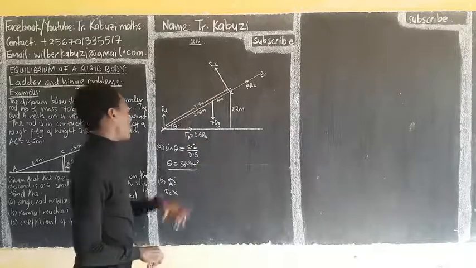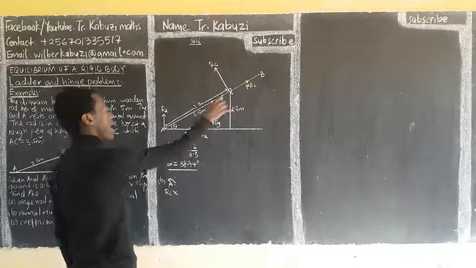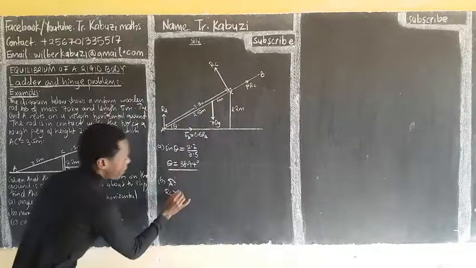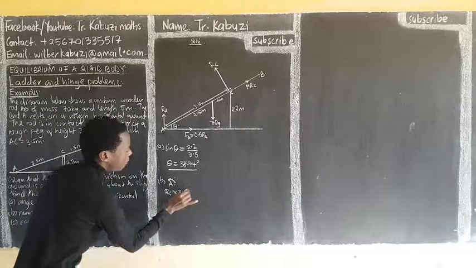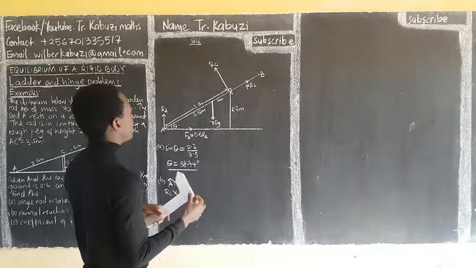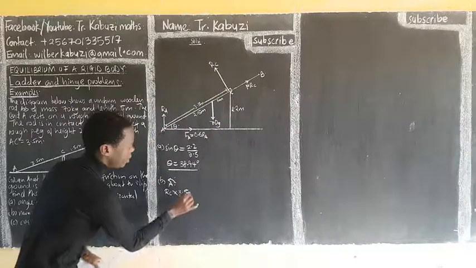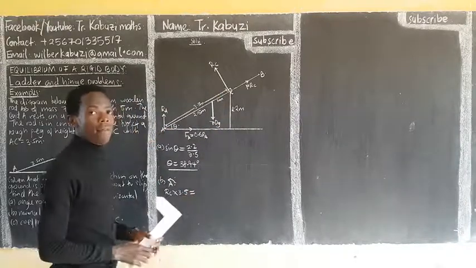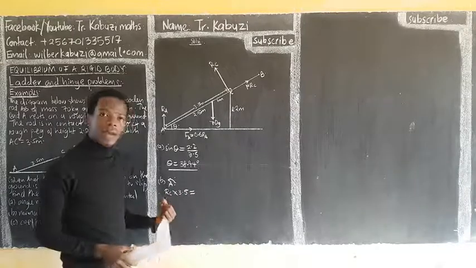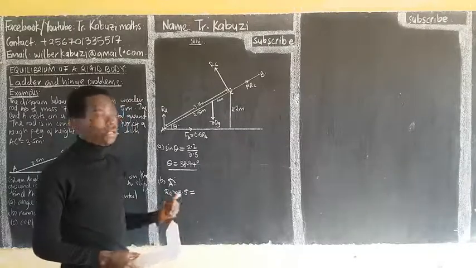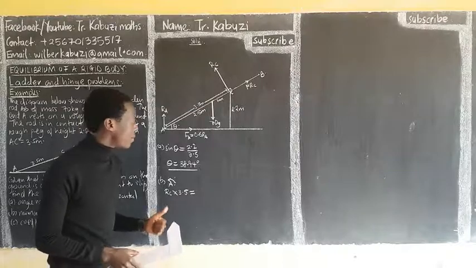Now this is our force. The perpendicular distance from here up to here is 3.5. So 3.5, I think it's the only anti-clockwise moment. Now we are using the principle of moments, which says the sum of anti-clockwise moments should be equal to the sum of clockwise moments.